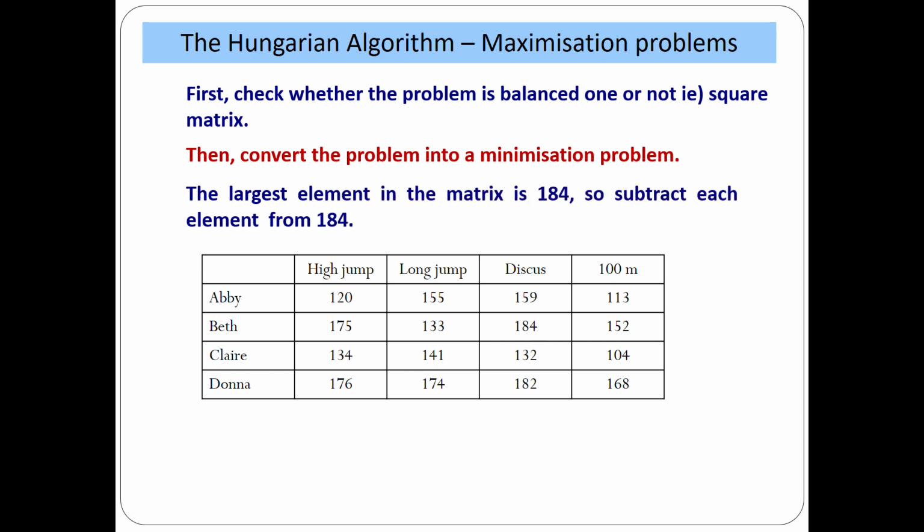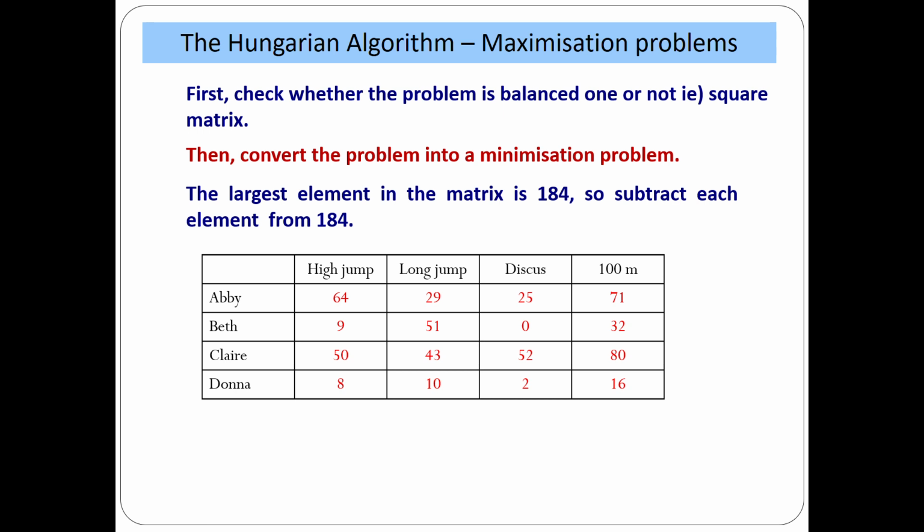We do it for this matrix, so it will be like this. 184 minus each value gives 64, 29, 25, 71, 9, 51, 0, 32, 50, 43, 52, 80, 8, 10, 2 and 16. Now this is our cost matrix. We can solve it by using the normal Hungarian procedure.